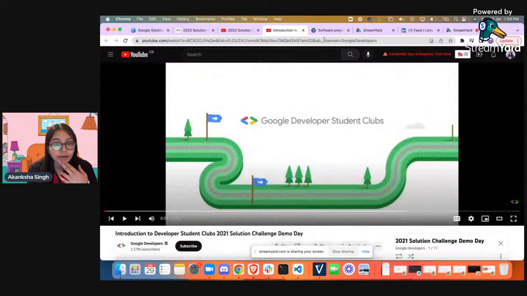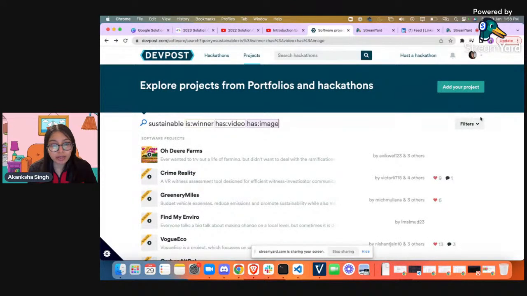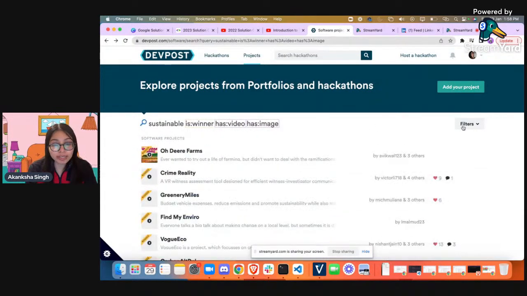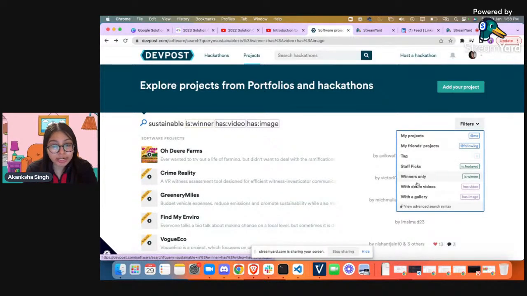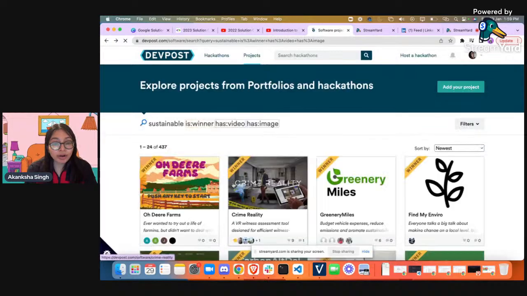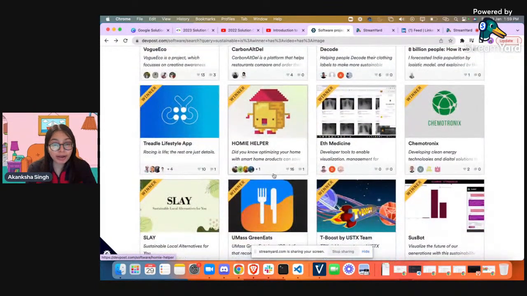And yeah, another thing I would like to show is DevPost, which has a lot of hackathons and projects. So here if you look for sustainable development or something like that, you have these filters here where you can select winner-only projects, with demo videos, or with a gallery. When you do that, you will be able to see a lot of projects here that actually won in some hackathon or other. And this can be a good resource to get some ideas.